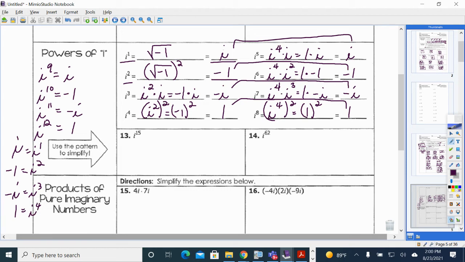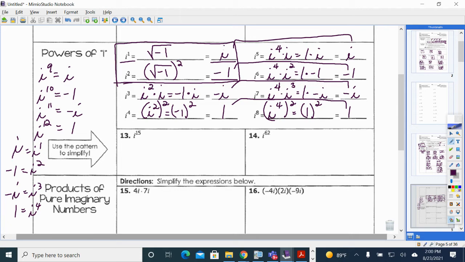Now, all of that is well and good. It's very difficult to remember and very difficult to apply to these problems. So what I'm going to say to you is the two that I really need you to know and know well are the first two. i to the first power is i. It is equal to the square root of -1. i squared is equal to -1. The rest of this we can do in the calculator.